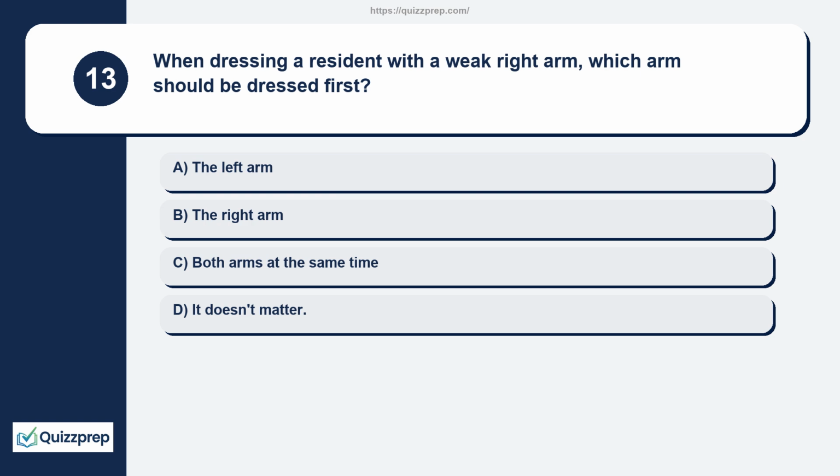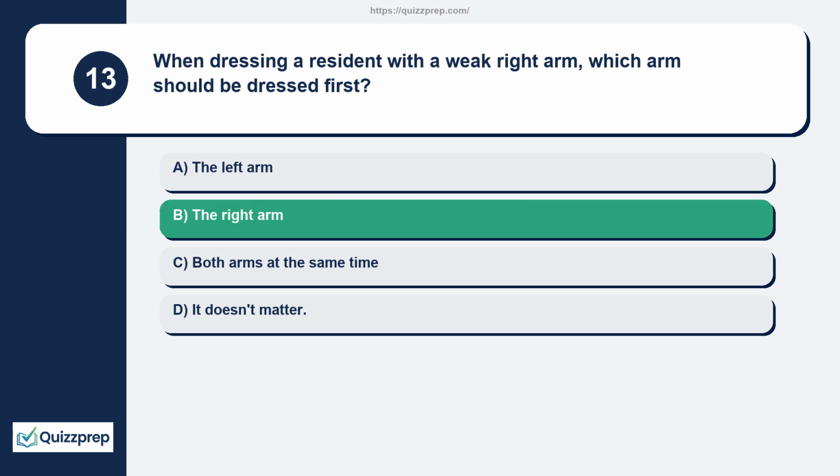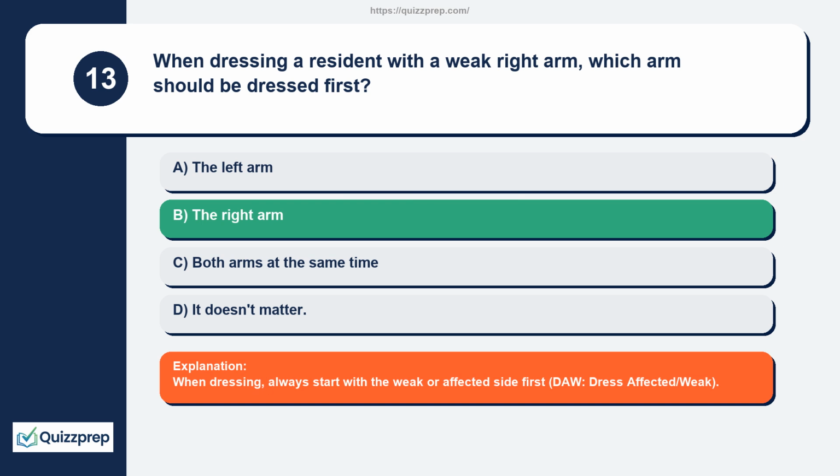Question 13. When dressing a resident with a weak right arm, which arm should be dressed first? The left arm, the right arm, both arms at the same time? It doesn't matter. When dressing, always start with the weak or affected side first. Dress affected, weak.